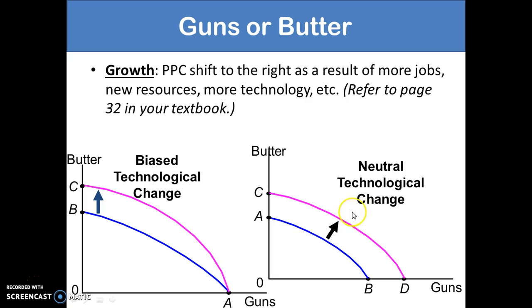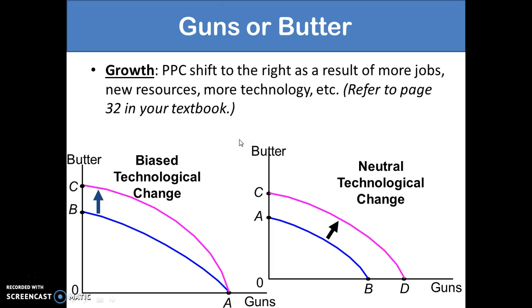And so the entire curve is going to shift, whereas on the left side, we see a biased technological change. Maybe we have new production methods of growing food that only impacts our ability to produce food, but not our ability to manufacture weapons. And therefore, the PPC is going to shift outward only for butter and not for guns. And again, growth is a result of more jobs, new resources, more technology.